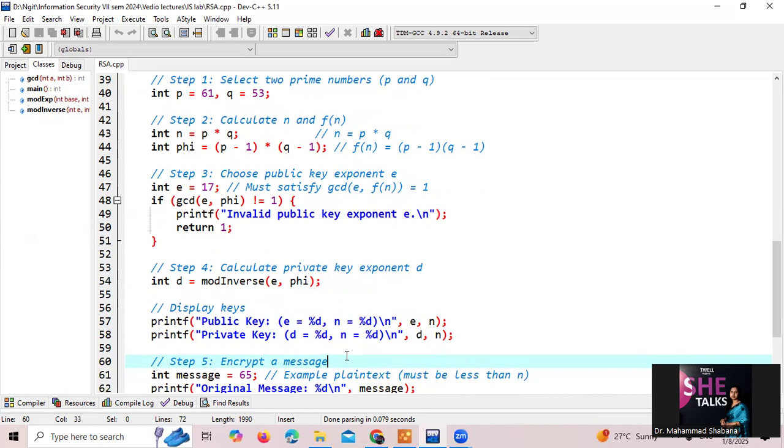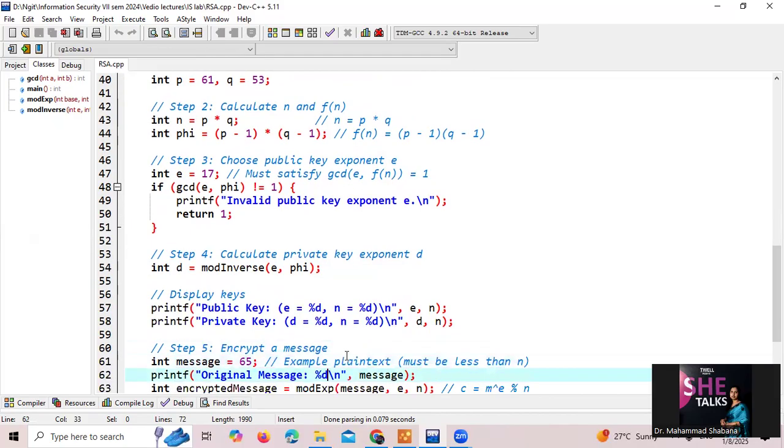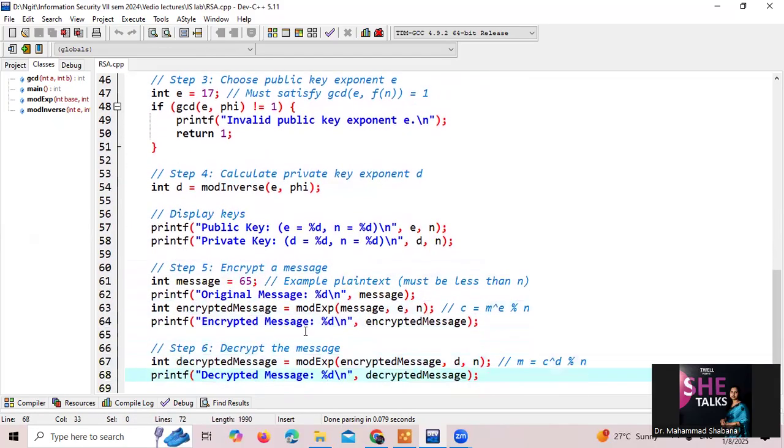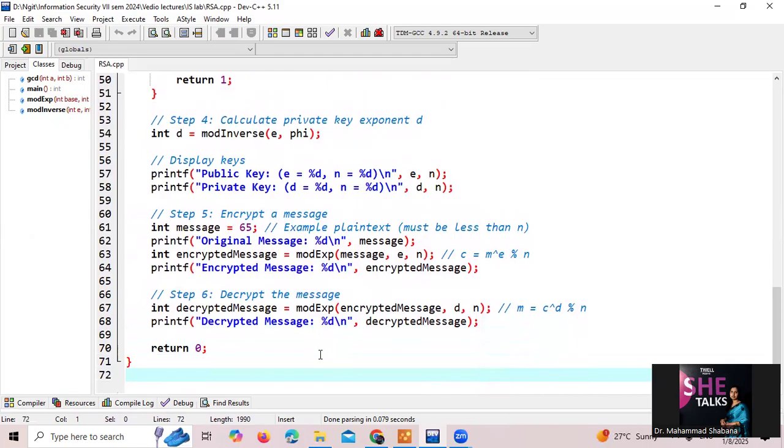In step 5, we will encrypt the message. This takes the plain text message M and calculates the ciphertext C. C is equal to M power E mod N. And coming to decrypting the message, it takes the ciphertext C and calculates the original message. The formula we are using is M is equal to C power D mod N. So this is all about the coding part of this RSA algorithm.